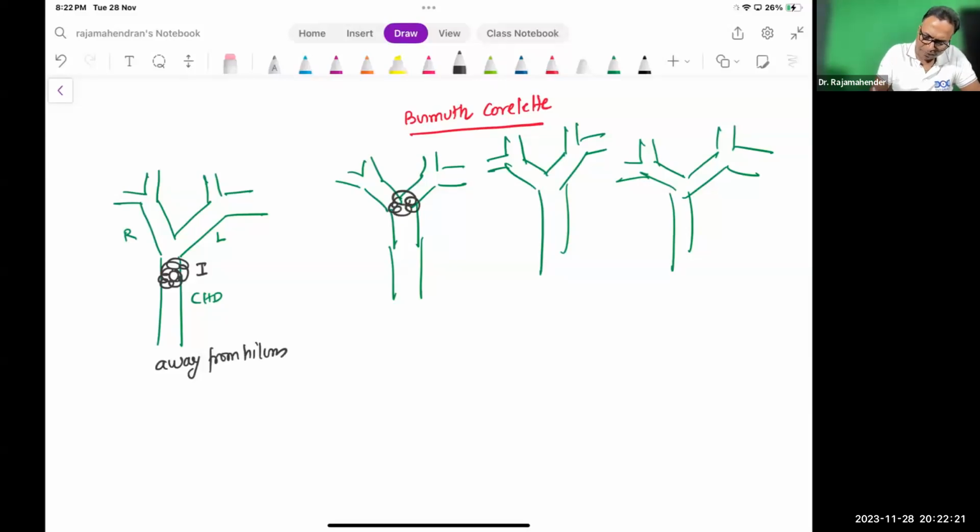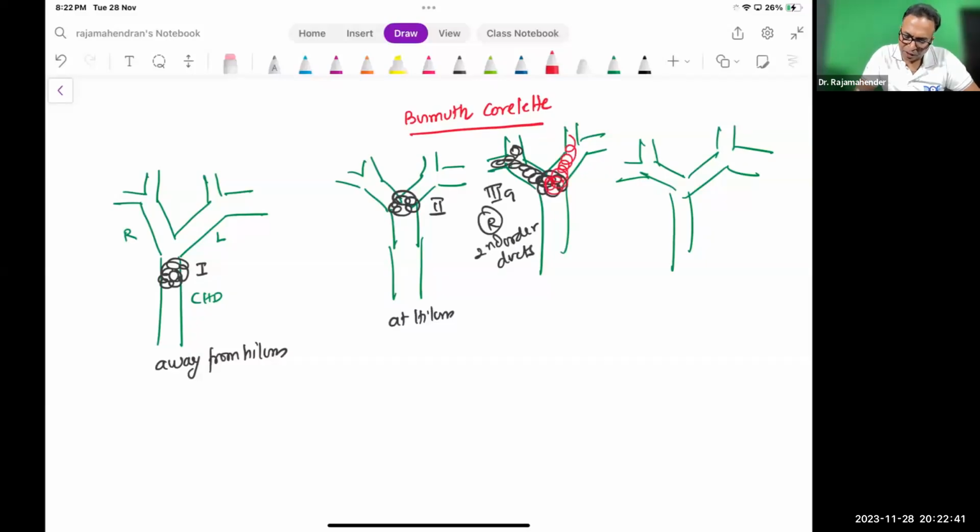Type 2 is at the hilum. At the level of hilum, there is a cancer. 3A, the cancer is in the hilum, infiltrating into the right side second order ducts. 3B, the cancer in the hilum, infiltrating into left side second order ducts. 4 is a cancer involving both second order ducts.